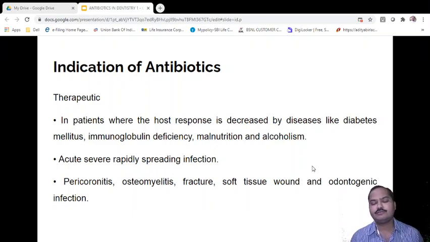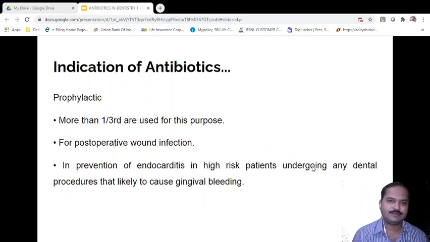And in cases of acute rapidly spreading infections, we have to give antibiotics. In cases of oral diseases like pericoronitis, osteomyelitis, fracture of the bones, soft tissue wounds, infected wounds which are present, and the odontogenic infections which are spreading, they have to be treated with antibiotics.